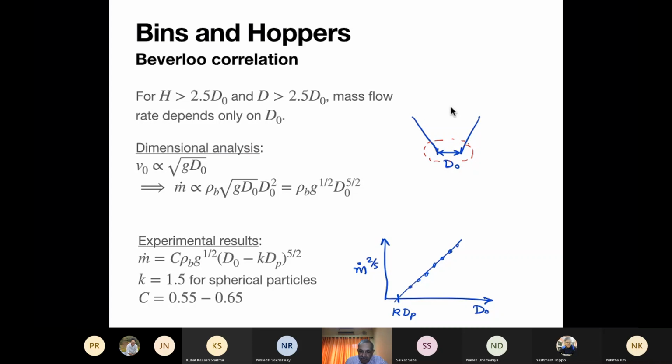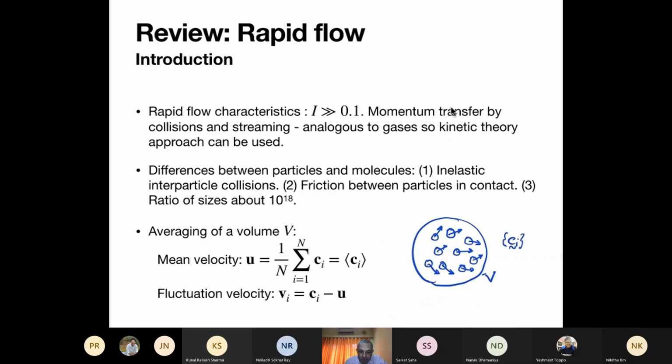Now, after that, what we looked at was rapid flow, and we saw that this is valid when the inertial number is larger than 0.1. Here the momentum transfer is by collisions and what is called streaming, that is, the momentum being carried by the particles themselves as they move from one part to the other. This is analogous to gases, so we can use a kinetic theory approach. But there are of course differences. Particles are inelastic, there is friction, and there is a big difference in the size ratios. But we'll go ahead with that in any case.